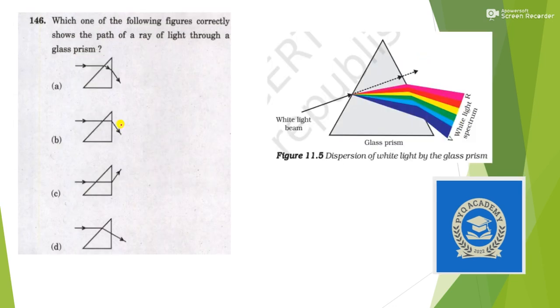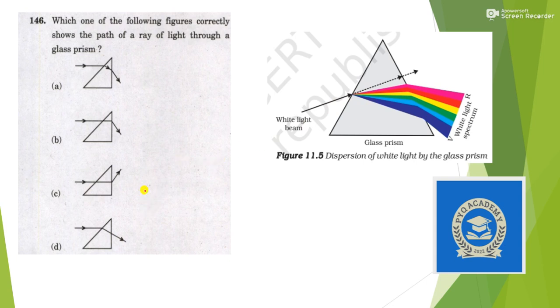The next question is, which one of the following figures correctly shows the path of a ray of light through a glass prism? So this is a picture I took from NCERT, where you can see that when a light ray enters, it goes with little refraction. It deviates from its original path, then again it deviates. So you just need to eliminate options.